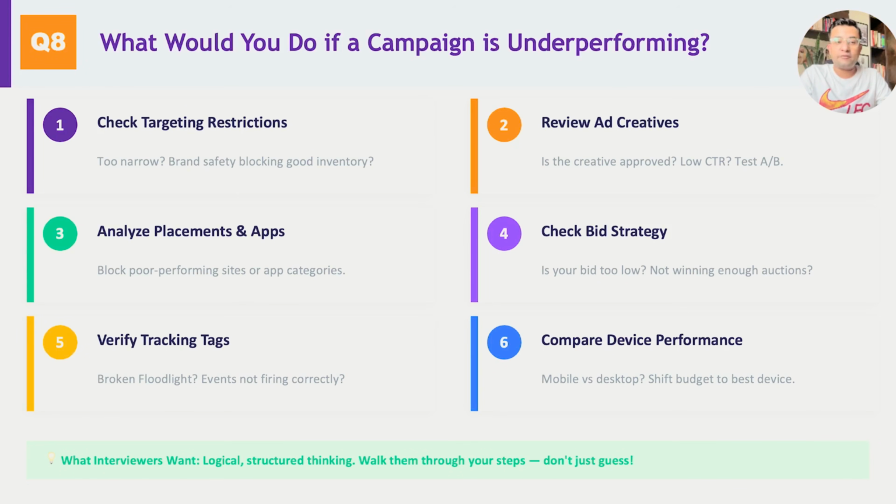The fifth step I would do would be verifying tracking tags. Are my tags placed correctly or not? Is there a broken Floodlight? Are the events not firing correctly? And then I will compare device performance. Okay, I'll do mobile versus desktop. I'll shift budget to the best device. What interviewers want to know is how logical and structured your thinking is. Walk them through your steps. Don't just guess. Okay, these are the steps I would be following if I was giving an interview right now. You can follow the same.